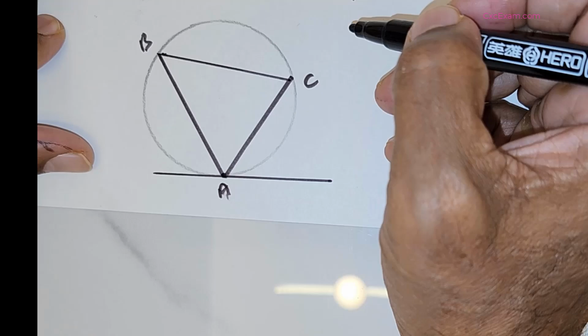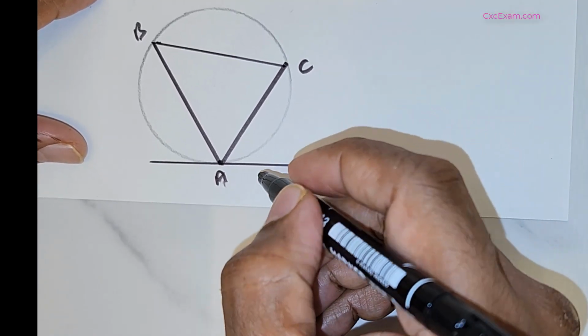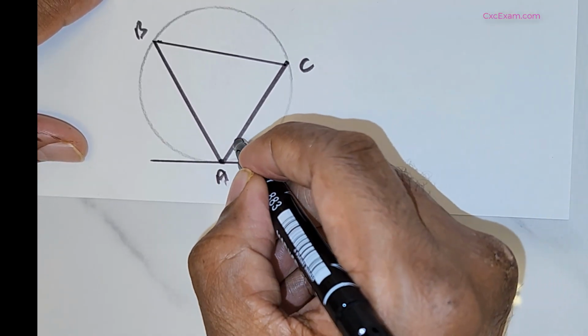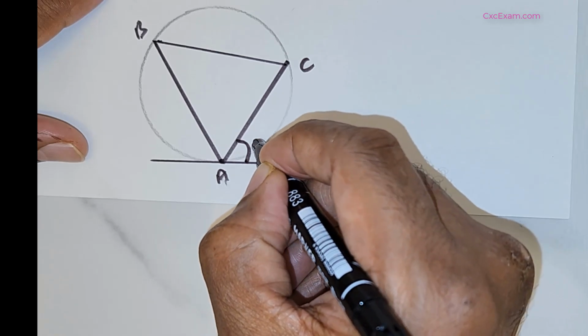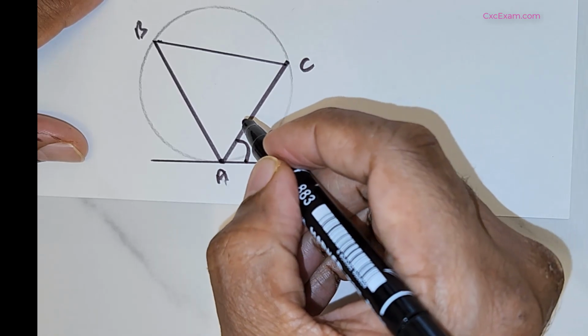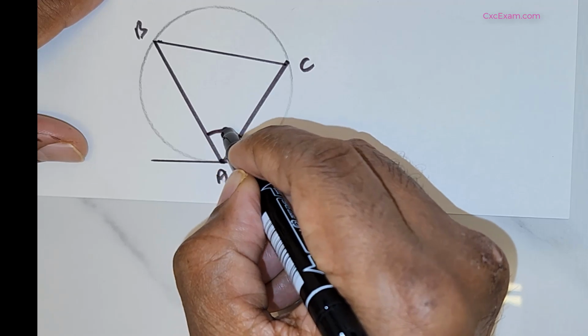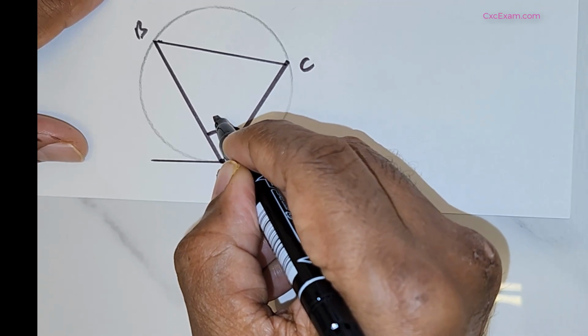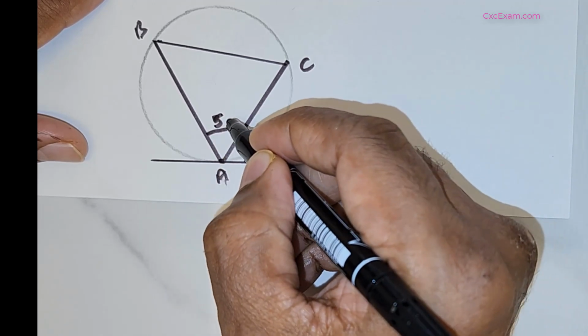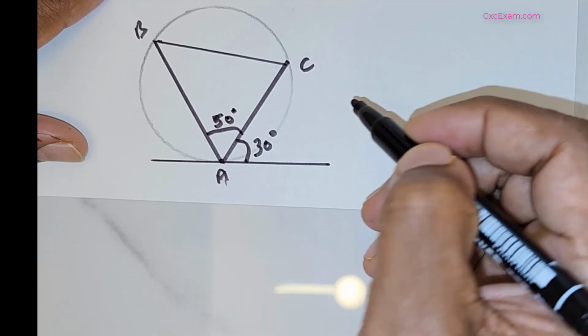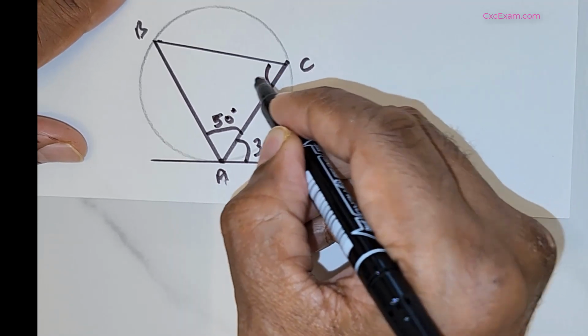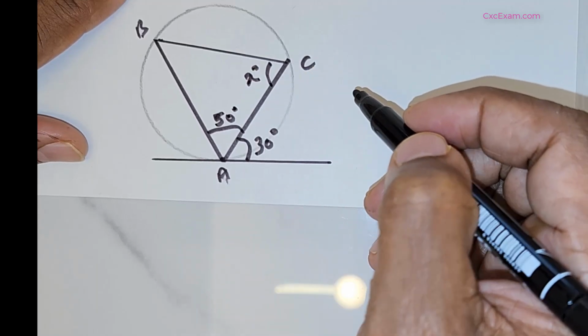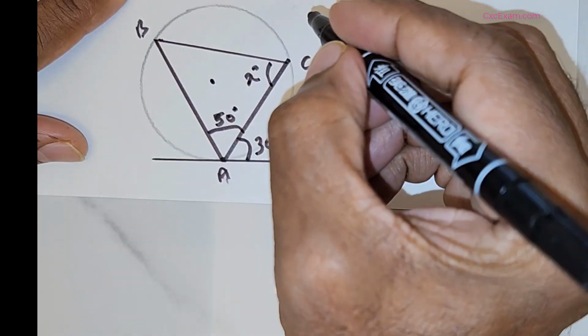Okay, now what they are giving us is, they are giving this angle as 30 degrees, this angle as 50 degrees, this angle is x. We need to get this angle x. Of course, this is the center O.